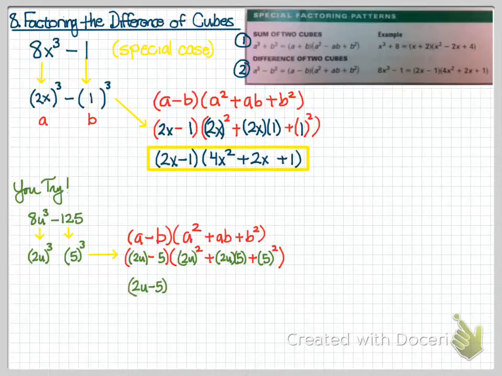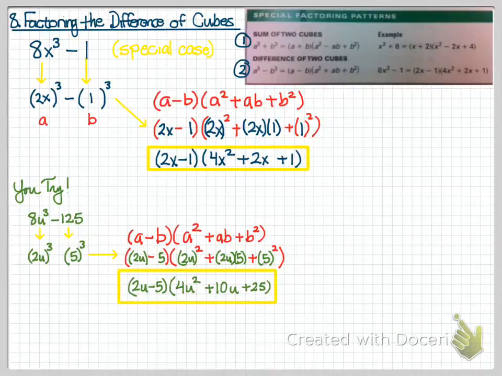First parentheses is fine, it's just 2u minus 5. Second parentheses, 2u squared is 2u times 2u, which gives us 4u squared. 10u we get from 2u times 5. And 5 squared is, yes, 25. Bam. So that is our answer there.